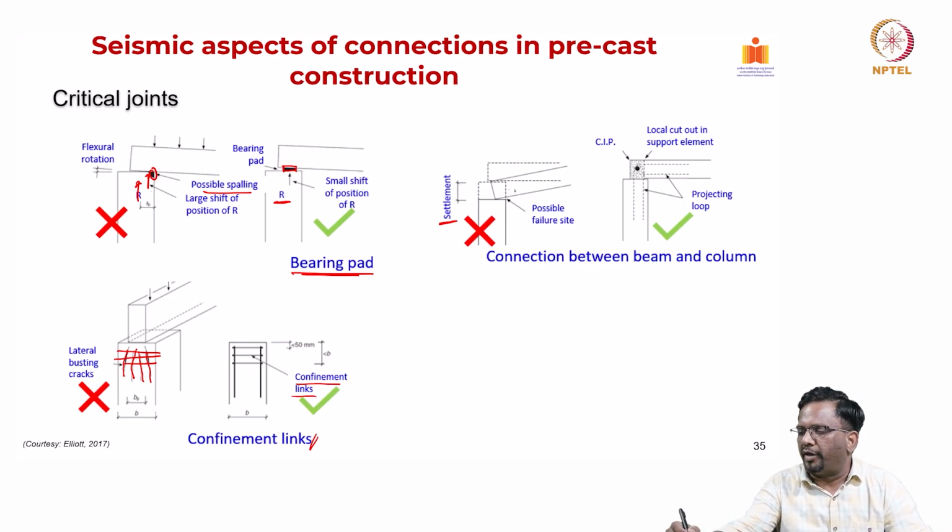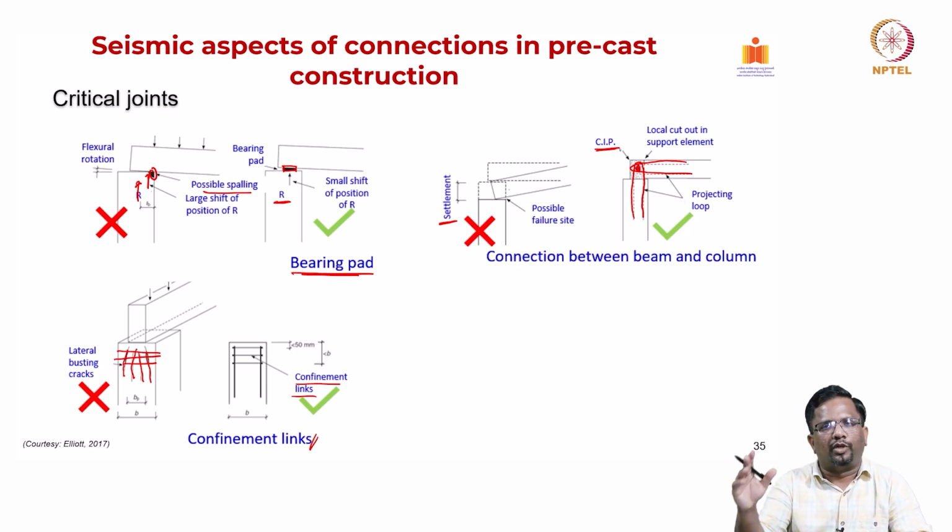So, to avoid that, typically what we do is you have this kind of looping mechanism, right. So, you have reinforcement that is coming like this, reinforcement that is coming like this, and then you add this cast in place concrete. So, you have two protruding hairpin reinforcements and they can be connected together by some horizontal reinforcement, and this region can be done using cast in place concrete. So, this way a simple connection can help. Even if there is a settlement, it will not let the slab element or a beam element fall off. So, that is another important thing.